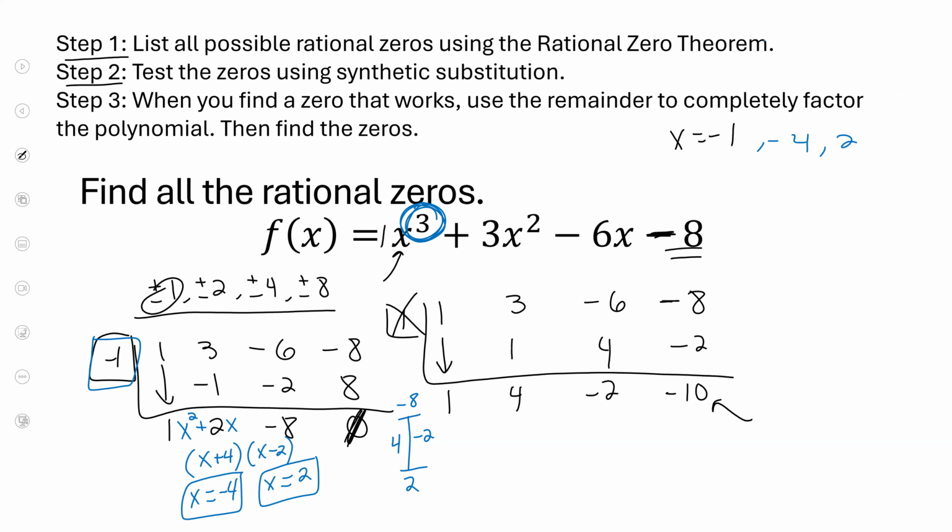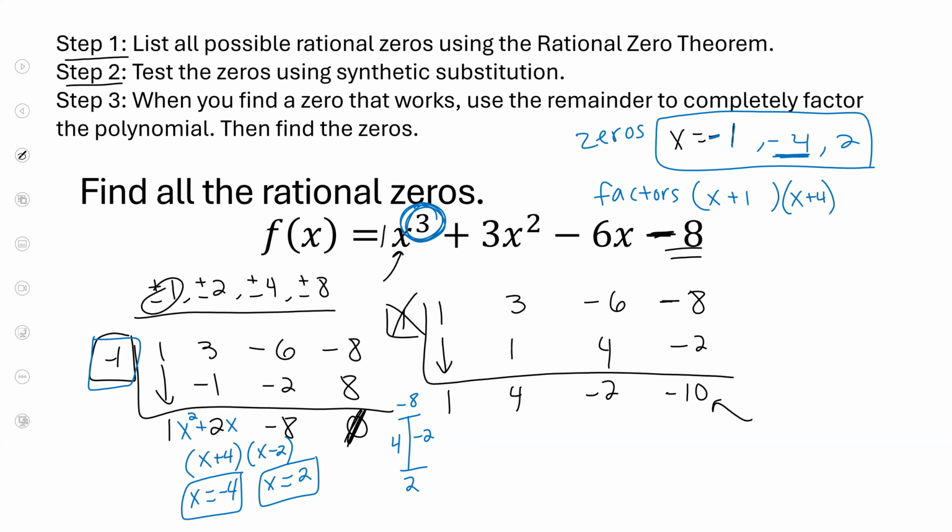So these are my solutions. These are my zeros. And my factors, if it asked for my factors, the factor associated with -1 is x plus 1. The factor associated with -4 is x plus 4. And the factor associated with 2 is x minus 2. So these are my factors.